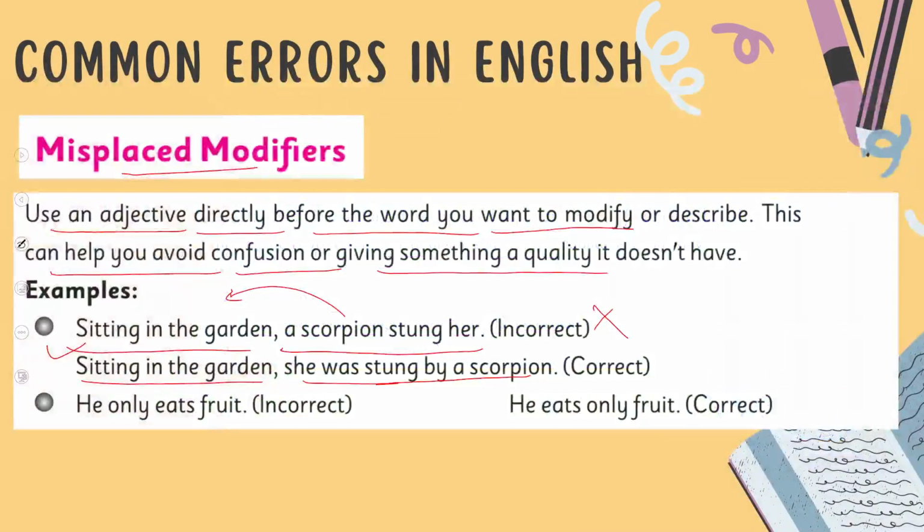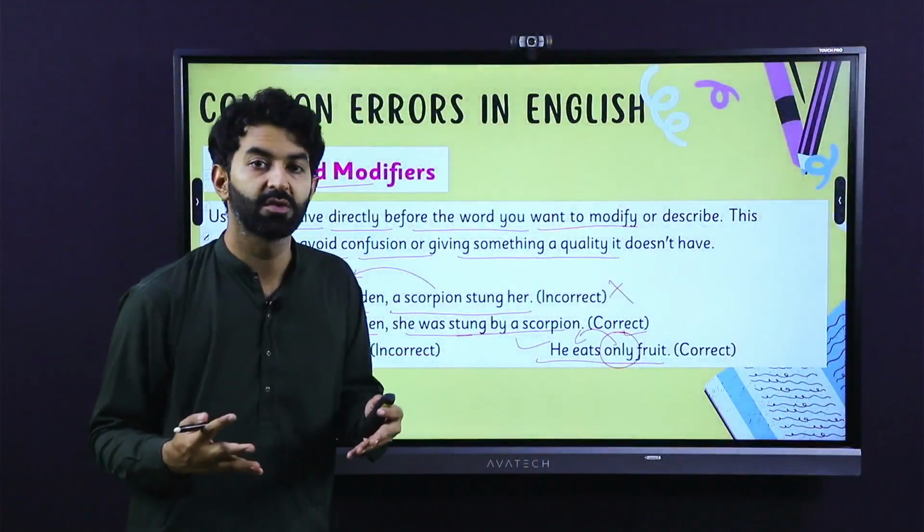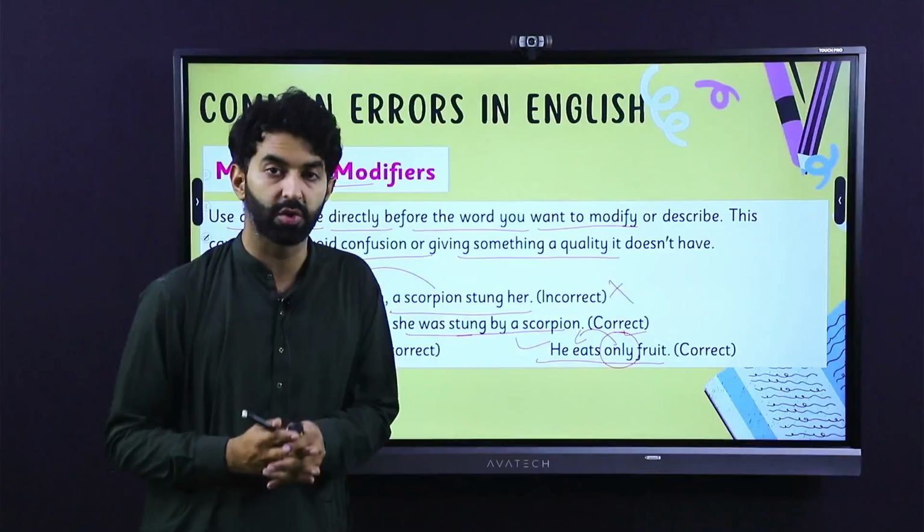He only eats fruit. This is incorrect. Rather, we say he eats only fruit. This is correct. So if you place this before eats, this will become a misplaced modifier. It will be considered incorrect.